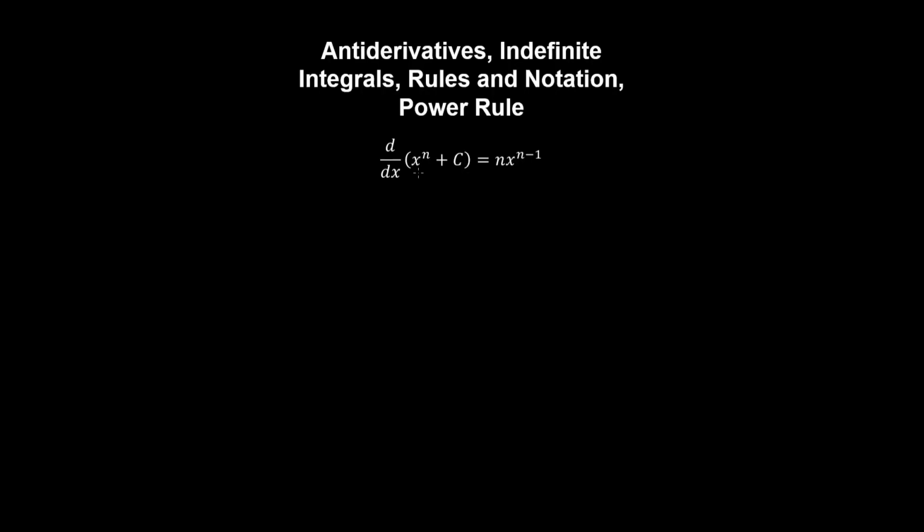The rules of differentiation are really the foundation for finding antiderivatives. So here we differentiate x to the power of n with respect to x, and by the power rule we put down the exponent and then subtract 1 from the exponent. And here we've also included a constant which disappears when you differentiate.